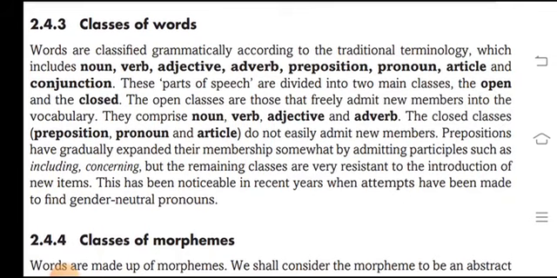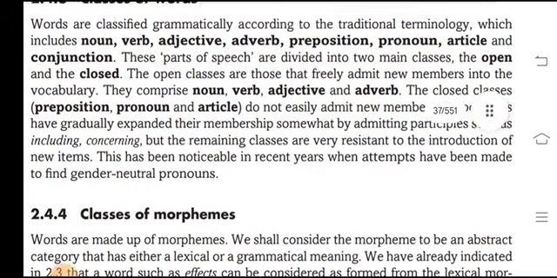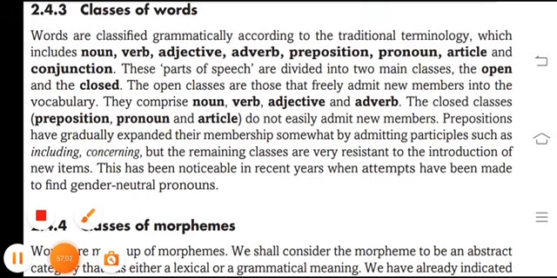The classes of the word. Words are classified grammatically according to the traditional terminology, which includes noun, verb, adjective, adverb, preposition, pronoun, article and conjunction. These parts of speech are divided into two main classes, the open and the closed. The open classes are those that freely admit new members into the vocabulary. They comprise noun, verb, adjective and adverb.